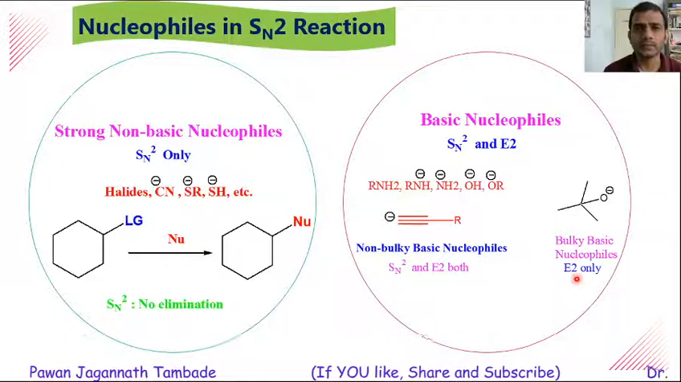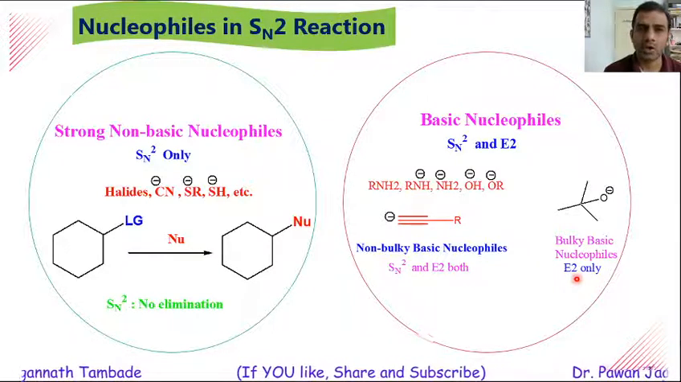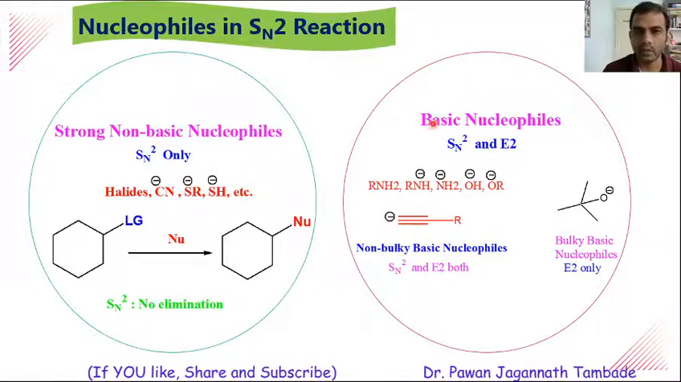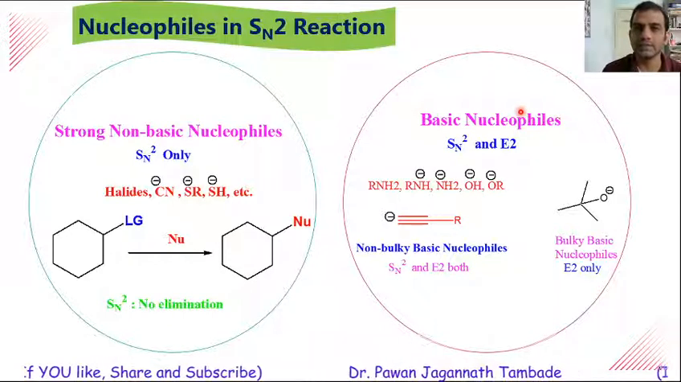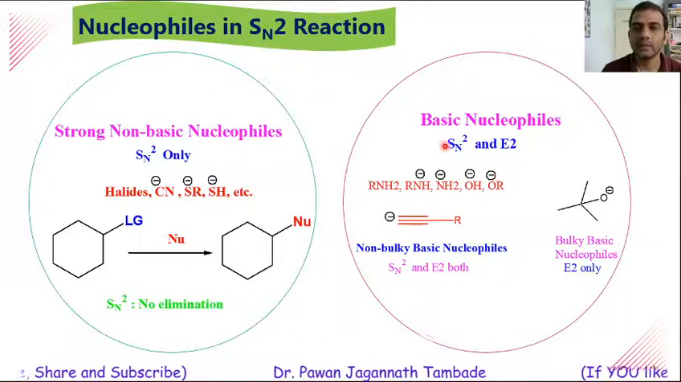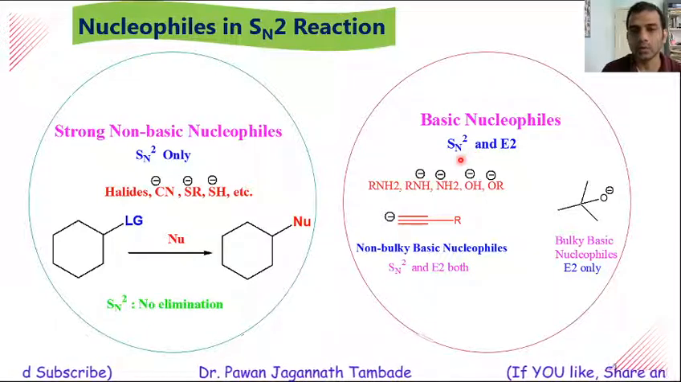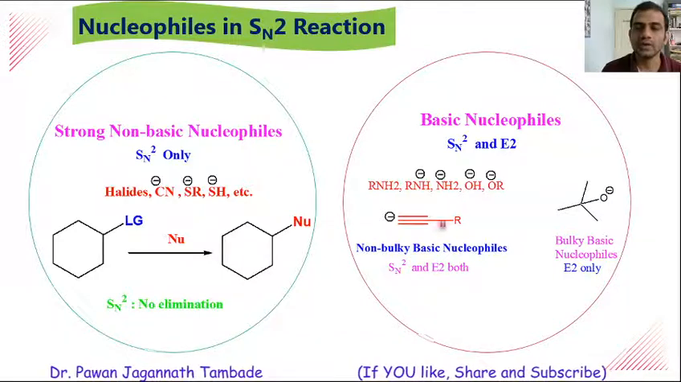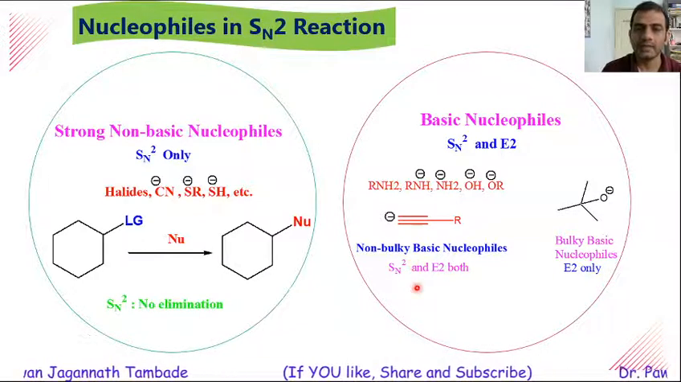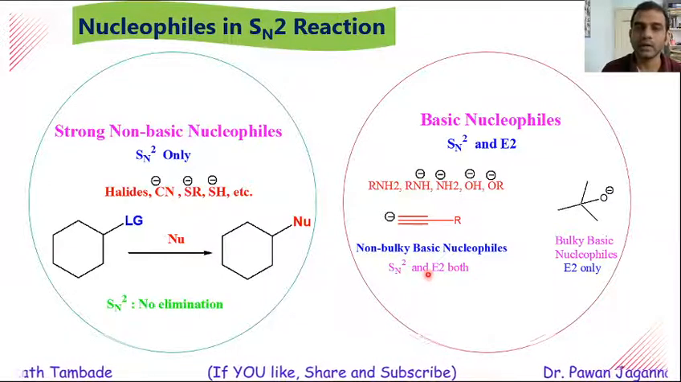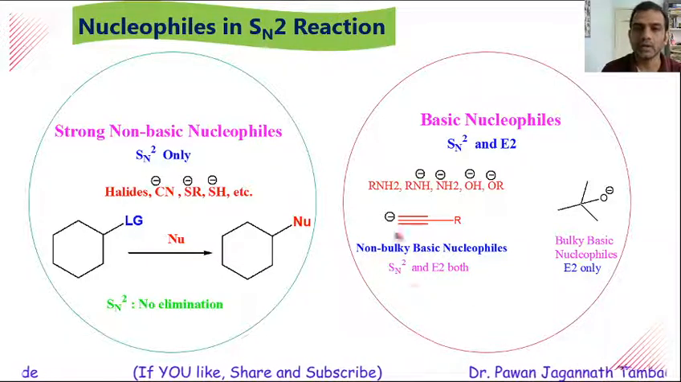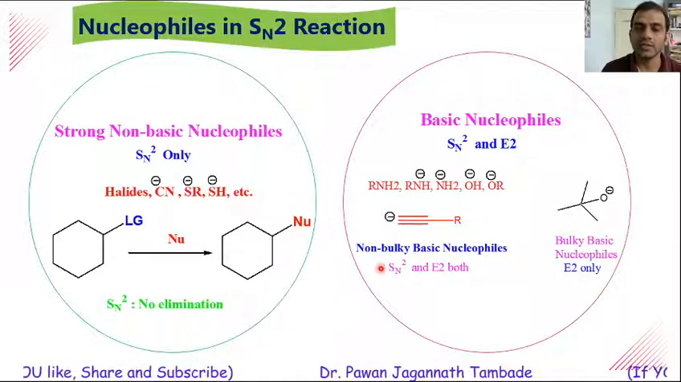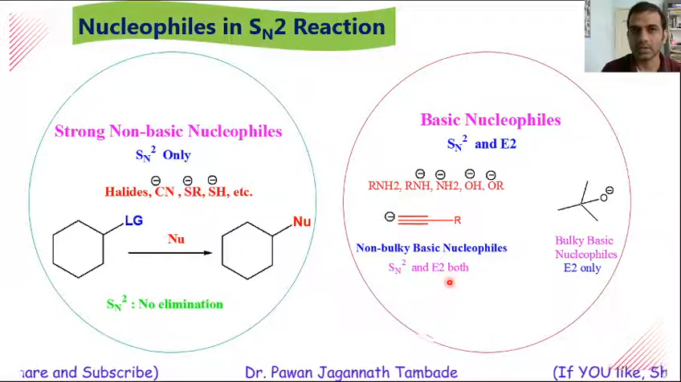So please do remember, if we have a strong non-basic nucleophile, it favors SN2 reaction only. However, if we have basic nucleophiles, then a basic nucleophile may lead our starting material to undergo substitution or elimination. If basic nucleophiles are non-bulky, then there is a competition between SN2 and E2, and depending upon other conditions like solvent and temperature, the starting material may undergo SN2 reaction or elimination reaction.